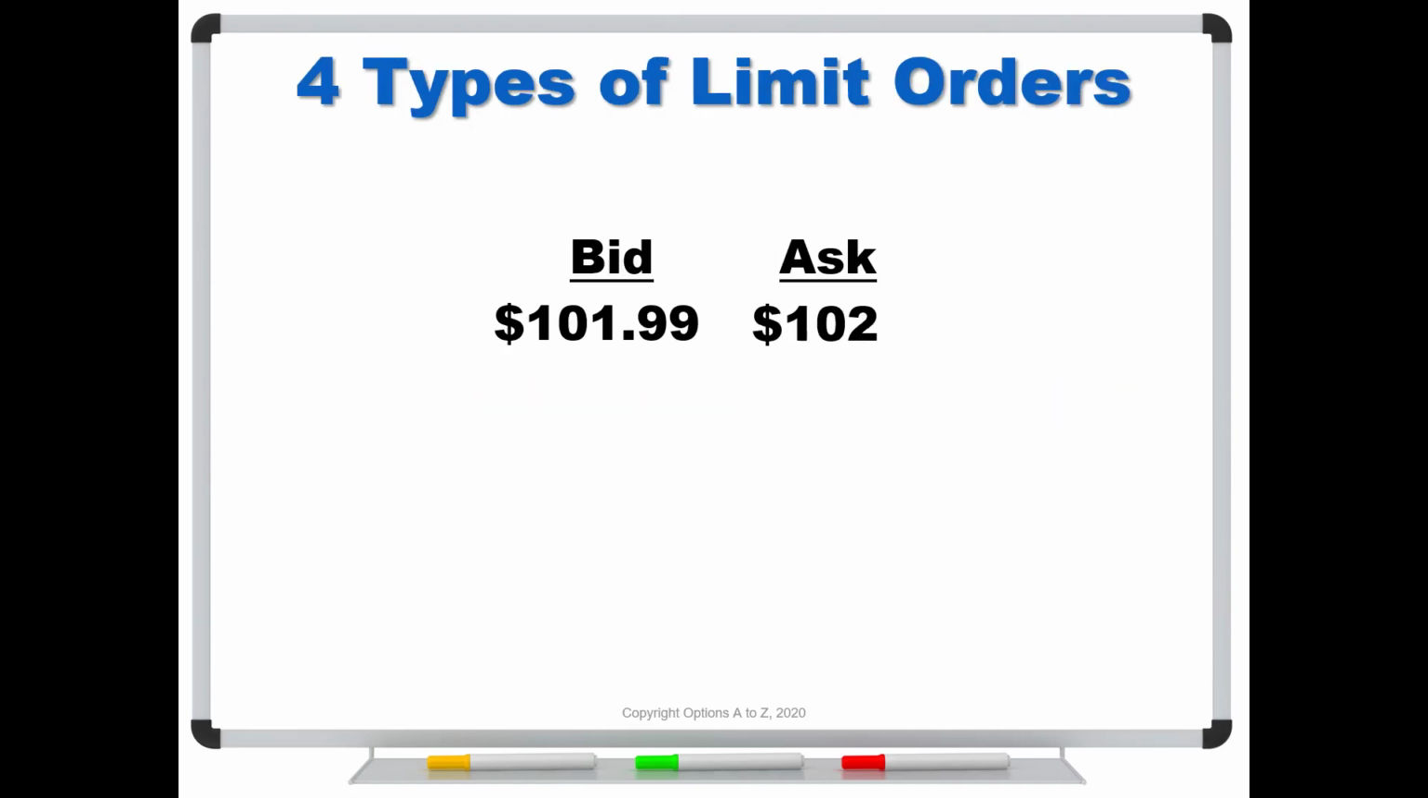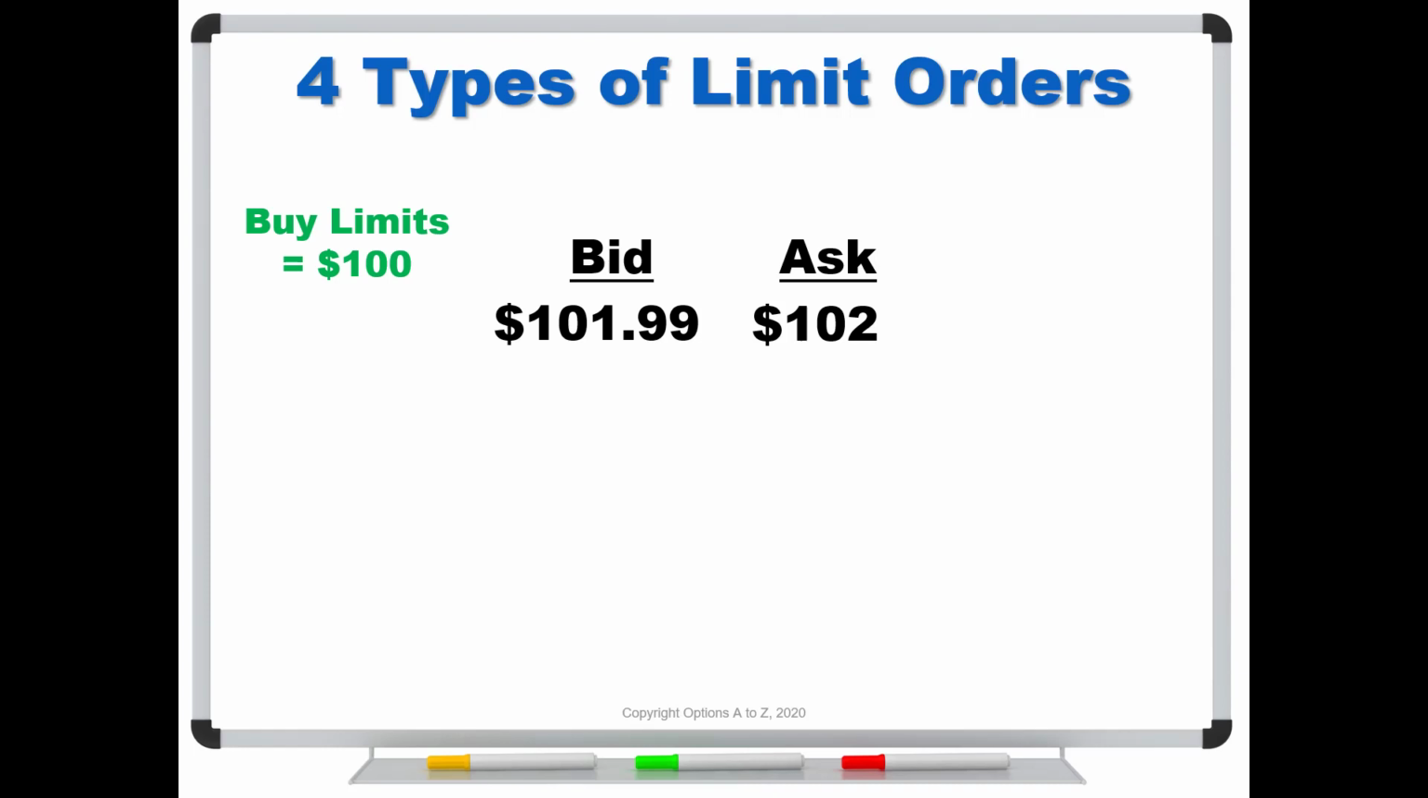So there's 4 basic types of limit orders. So let's say that our bid was $101.99 and the asking price is $102. And maybe you decide to place an order below the current market with a buy limit at 100. Notice that this is to the left of our bid and ask prices. It's at a lower price.